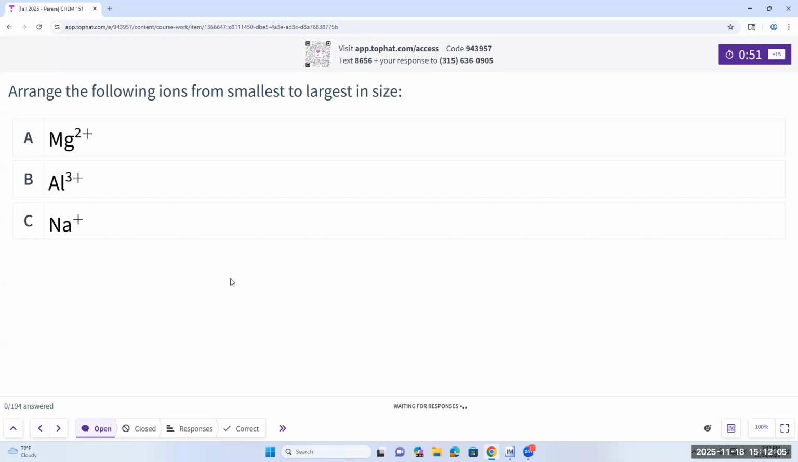Last question for today. This is just a preview, okay? So we'll remind ourselves about how to determine the size trends using the periodic table. And then when we come back on Thursday, we will play with this. And the plus 2.